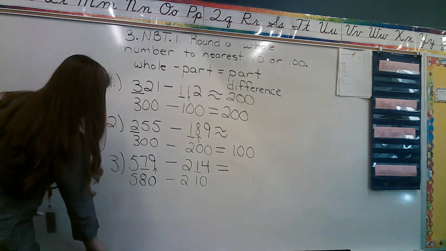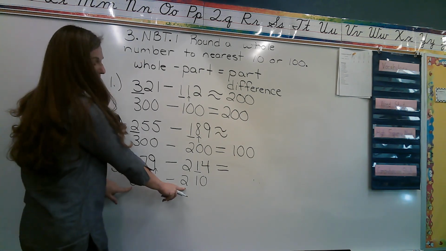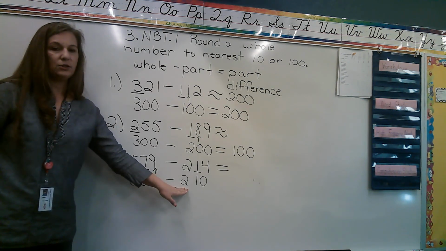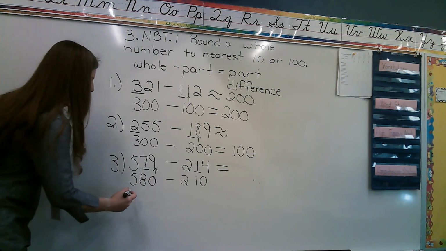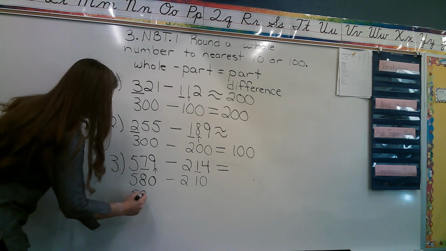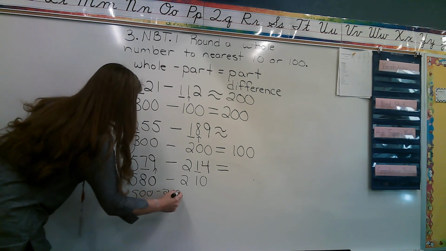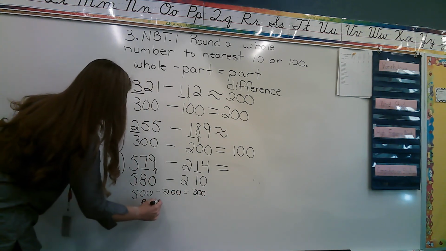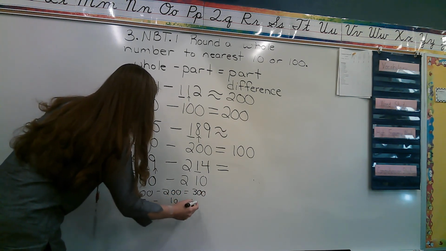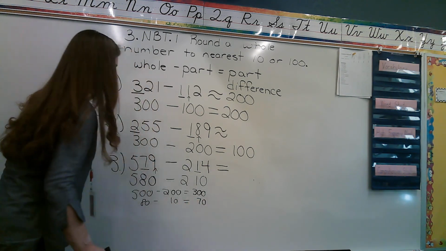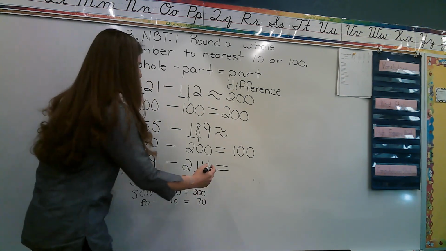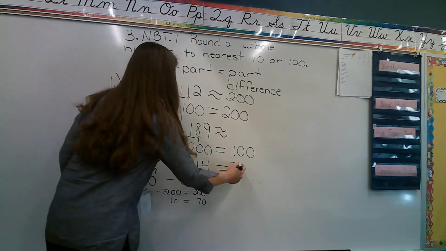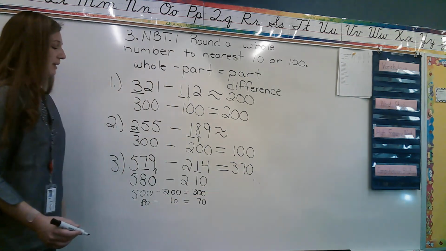So now we have 500s minus 200s. So 500 minus 200 is going to give us 300. And we subtract 80 minus 10, and that's going to give us 70. So when we put that back together from expanded form to standard form, we get 370.